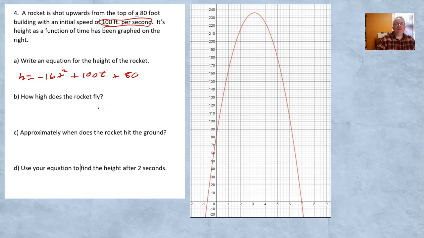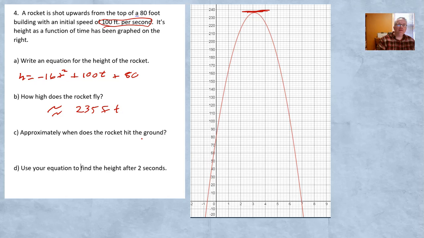So how high does the rocket fly? Well, we can use algebra to find that. We're going to do that in a second, but we have a graph here, and I just wanted you to look at the graph. So looks like it's in between 230 and 240. So I'm going to say about 235 feet.